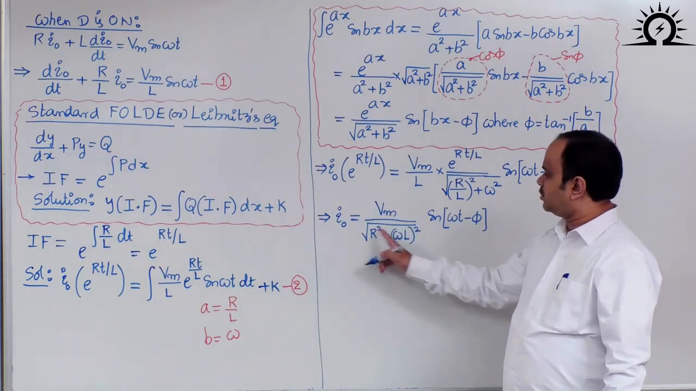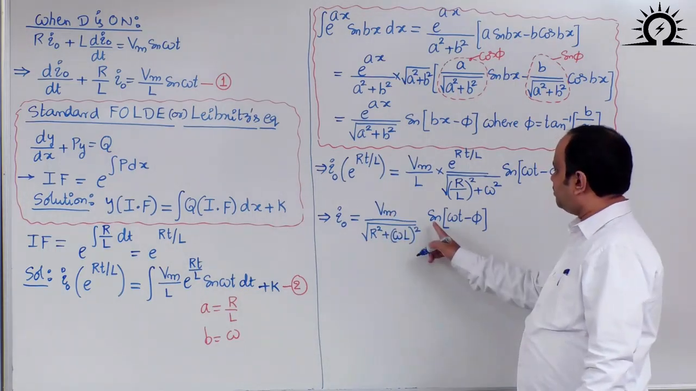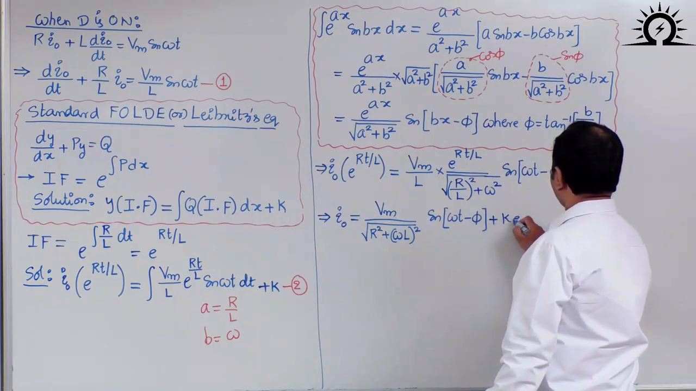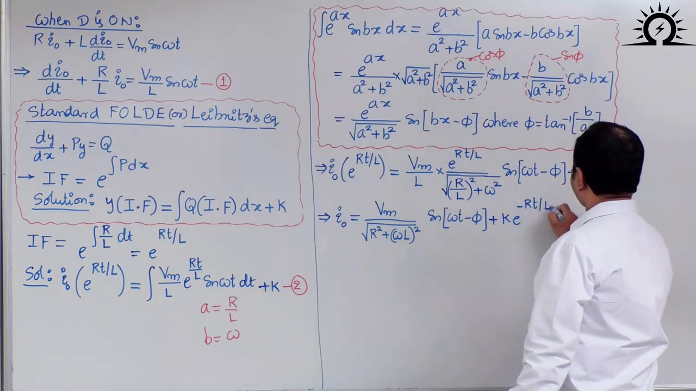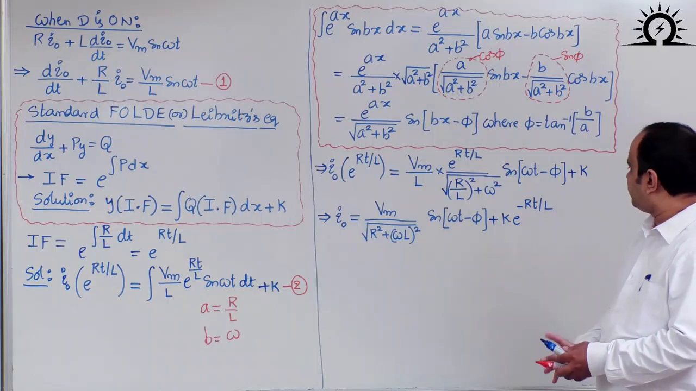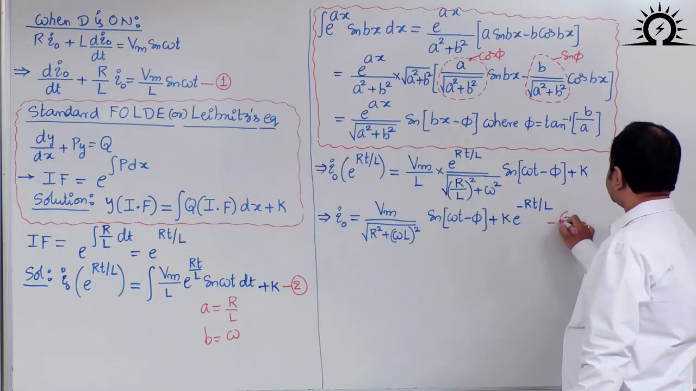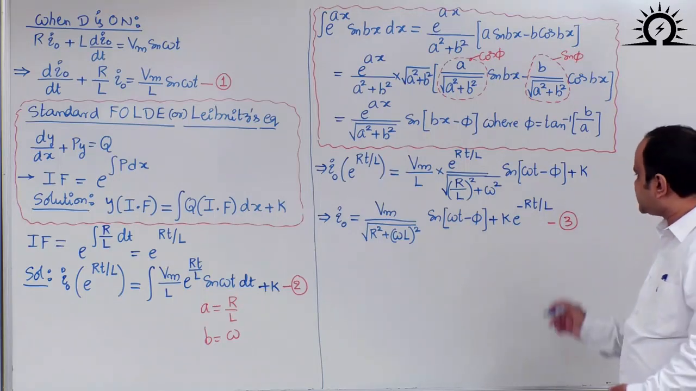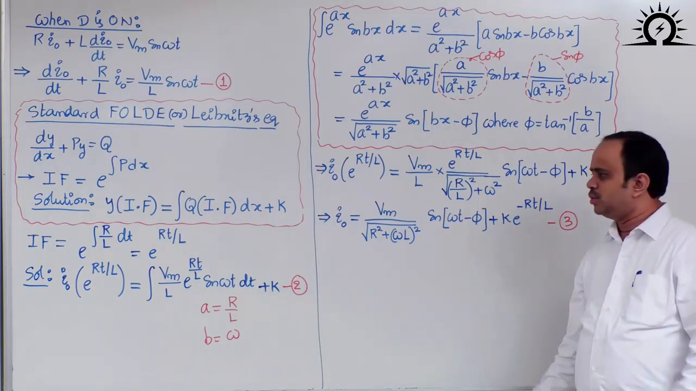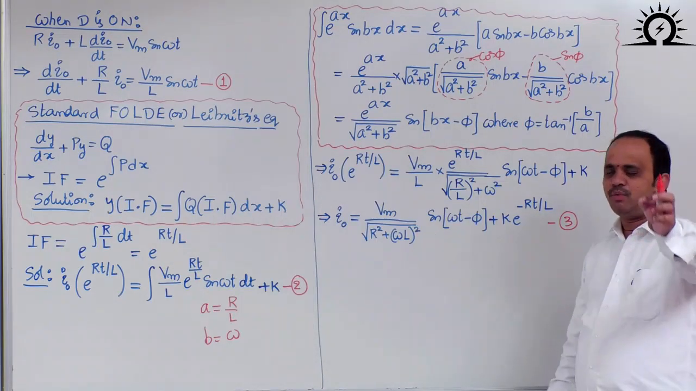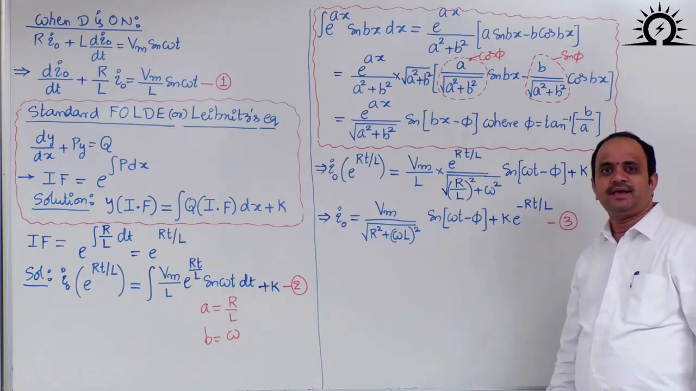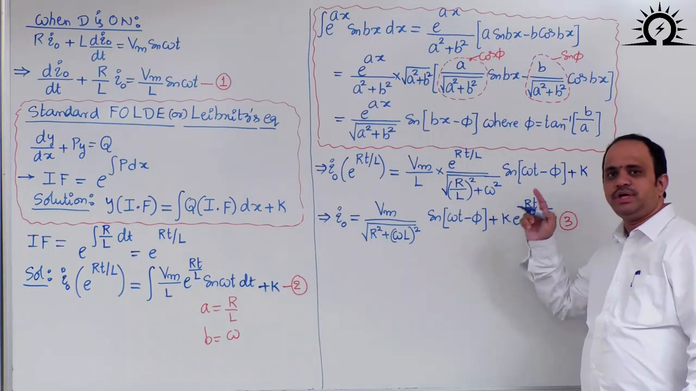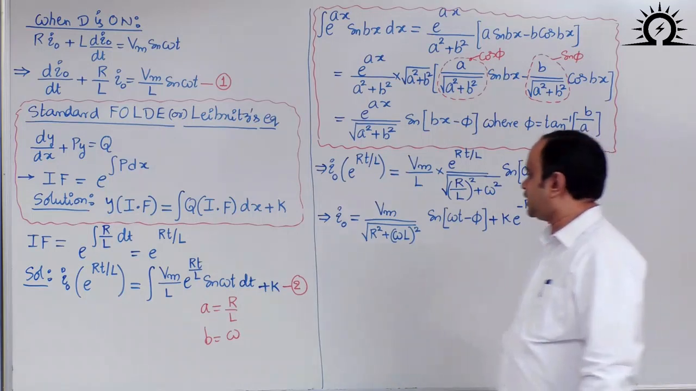Vm by root of r square plus omega L whole square multiplied with sin of omega t minus phi plus k into e power minus rt by L. Let me call this equation number 3. Now can you tell me, is this equation number 3 the final solution? Mostly we reached the final solution with one unknown here, k. K is unknown. From where did you get this k? From integration. So the k value is to be determined by using the initial condition.